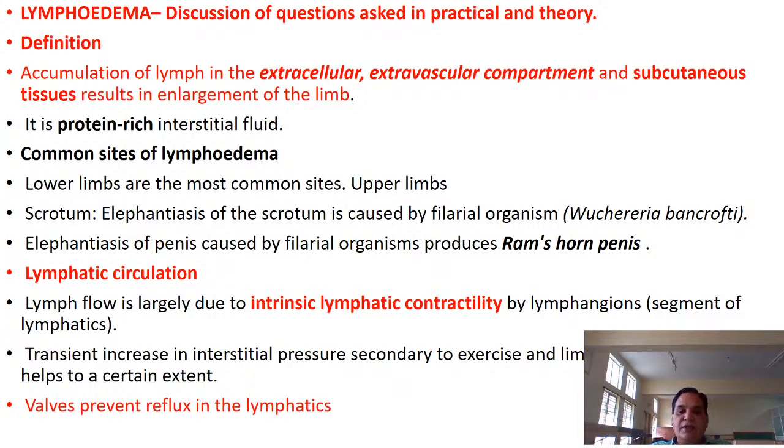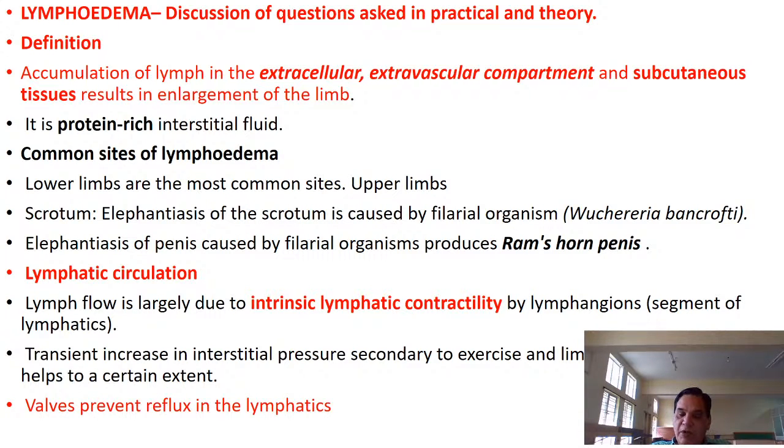What are the common sites? Lower limb is commonest, upper limb also can be involved. Next, the scrotum is involved. Second, the penis is involved. These are the common involvements in filariasis. We have seen the photograph.